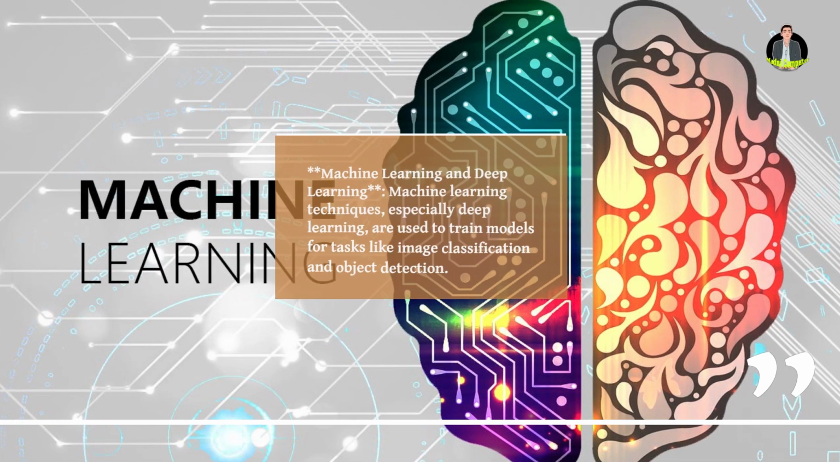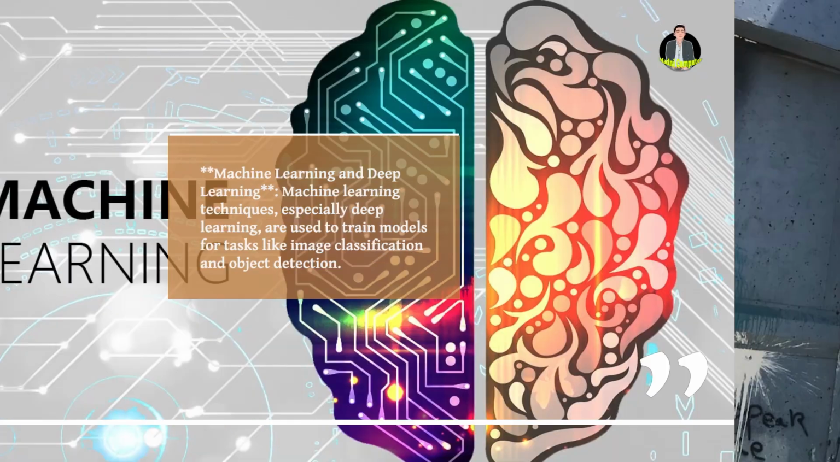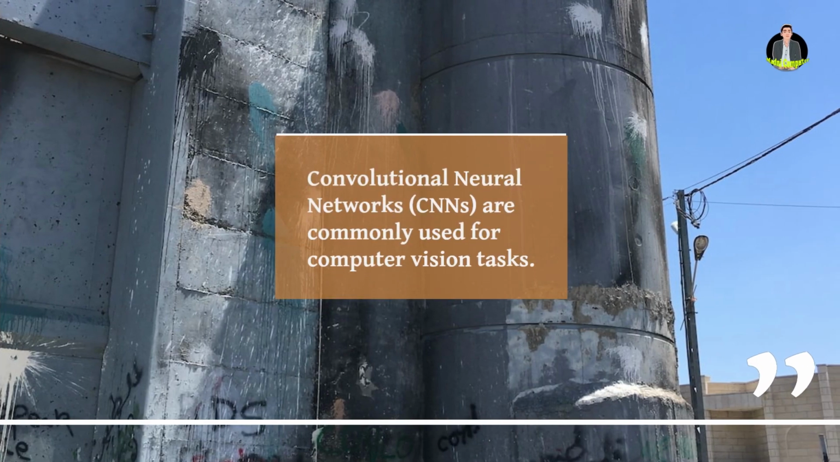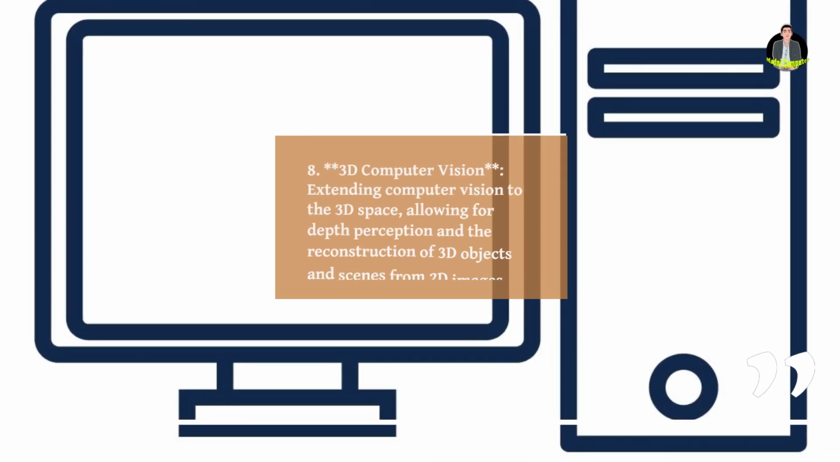7. Machine learning and deep learning. Machine learning techniques, especially deep learning, are used to train models for tasks like image classification and object detection. Convolutional neural networks, CNNs, are commonly used for computer vision tasks. 8. 3D computer vision.